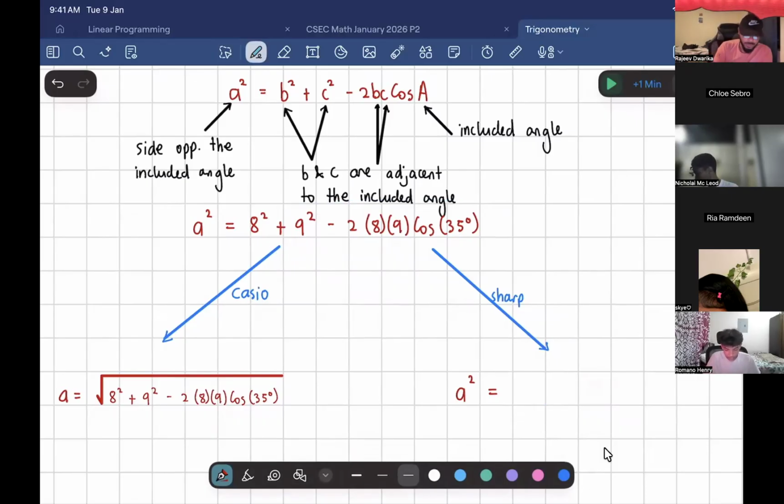Right? And other Sharp users do the same thing. I want you all to plug in this for me. Plug in the right-hand side into the calculator and let me know what you get.